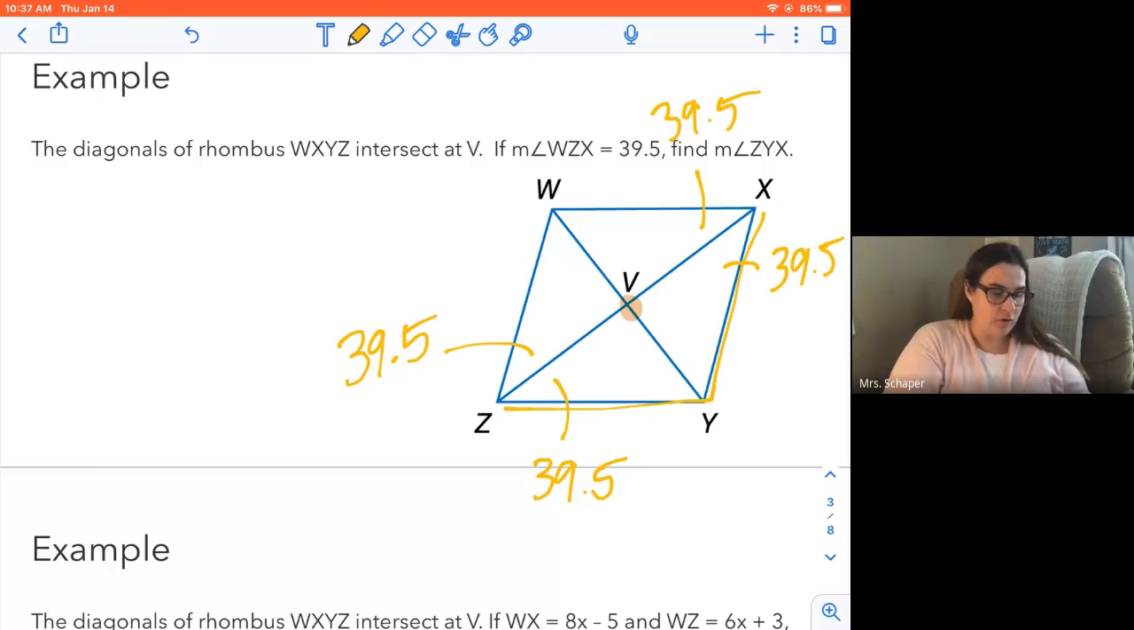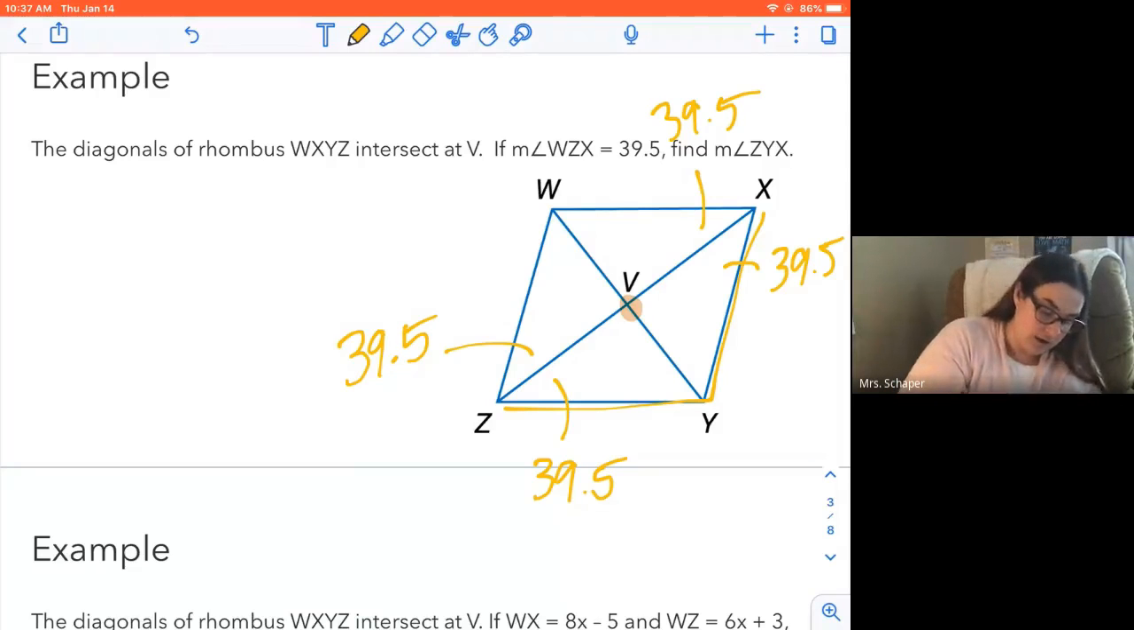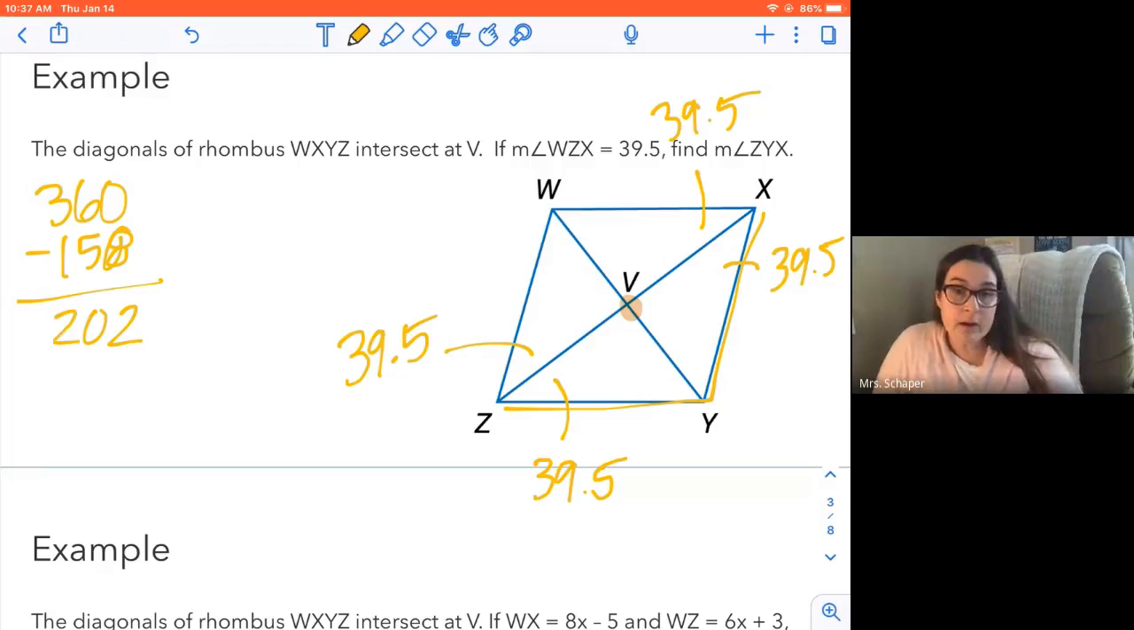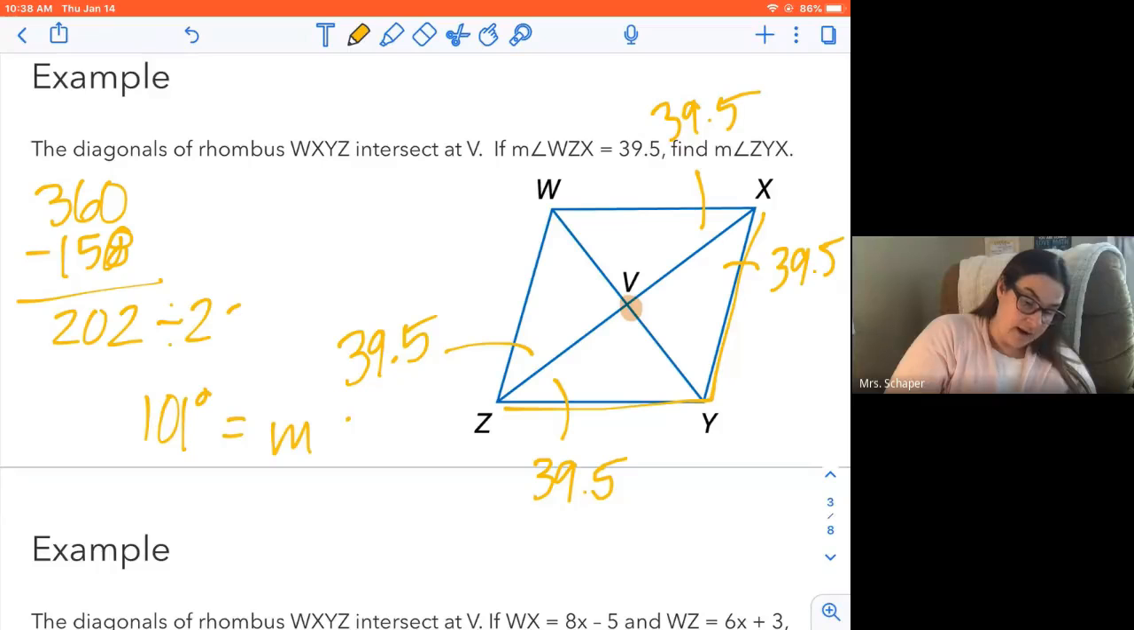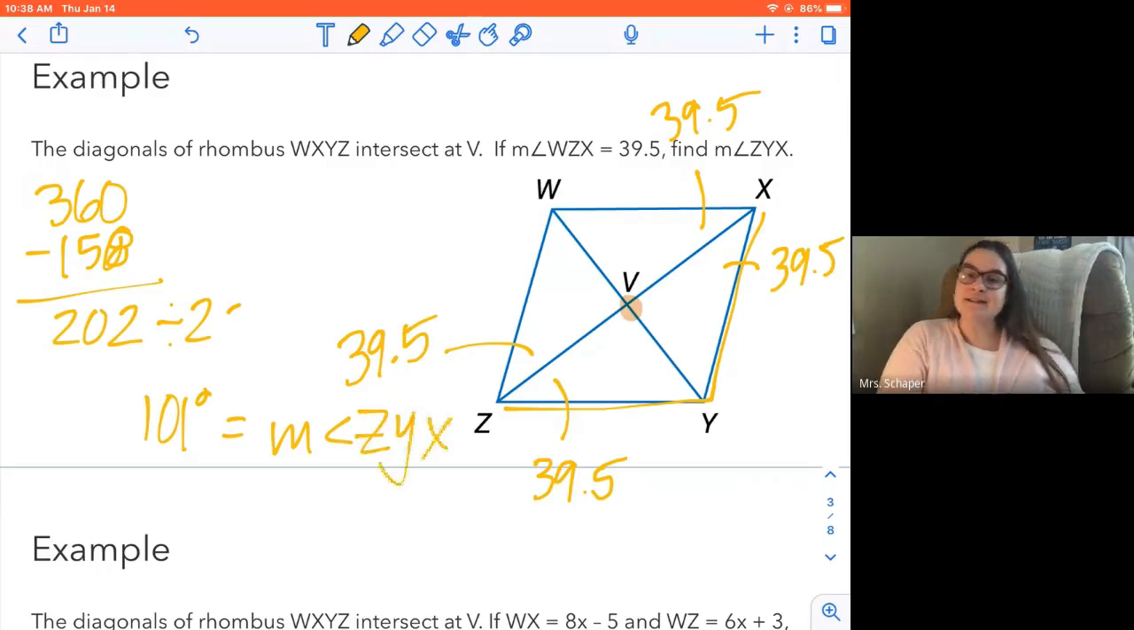So let me figure out 39.5 times 4. So I have 158 degrees. So I'm going to take 360 minus 158 degrees, and I'm going to be left with 202 degrees. That is the sum of ZWX and XYZ. And I know that those two are congruent. So I'm now going to divide that by 2. And so 101 degrees is what the measurement of angle ZYX is.